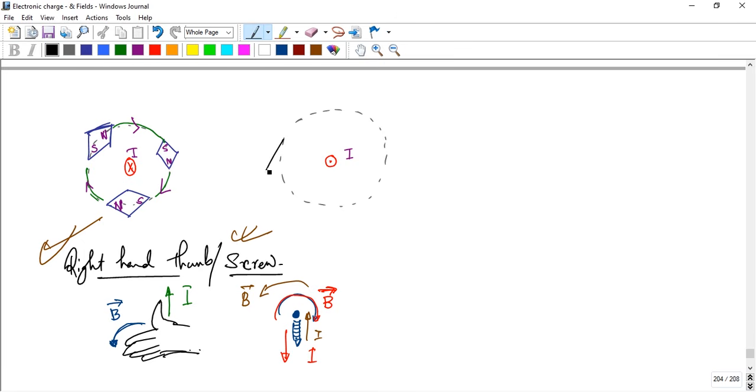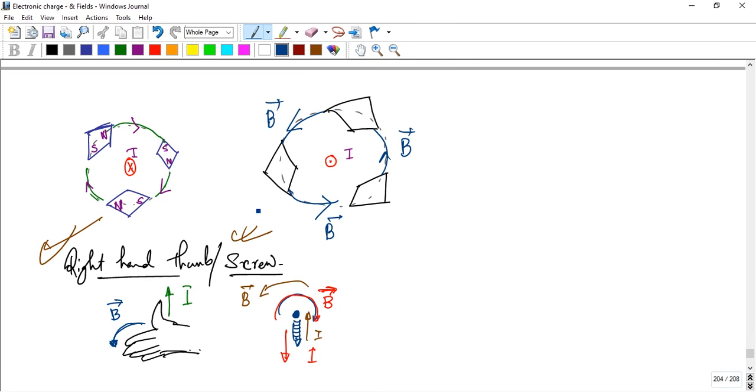Now similarly, there is a circular loop, and I put a magnetic compass here. The screw or the thumb is outward from the wall, so there is an anti-clockwise direction of B, the vector B. So that is the north pole, that is the south pole. It goes north to south. That's very important. Clear?